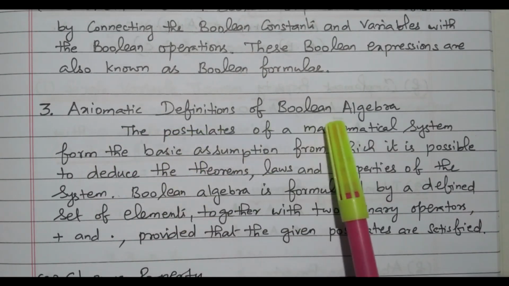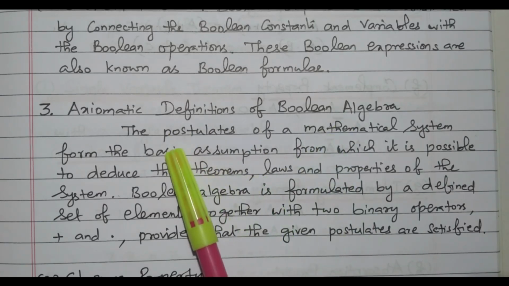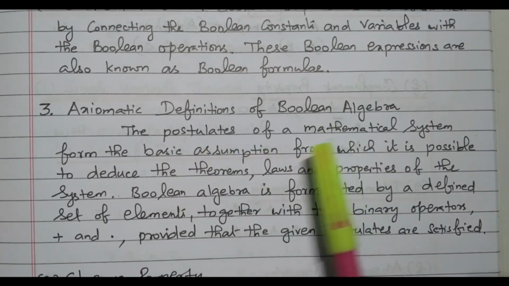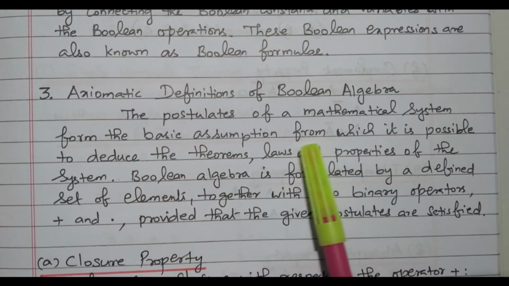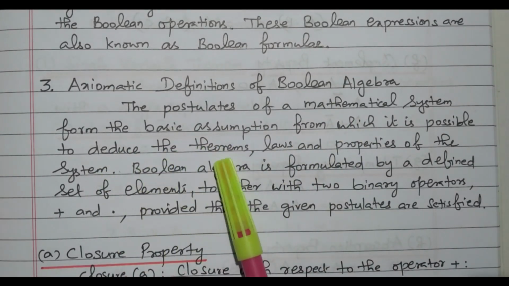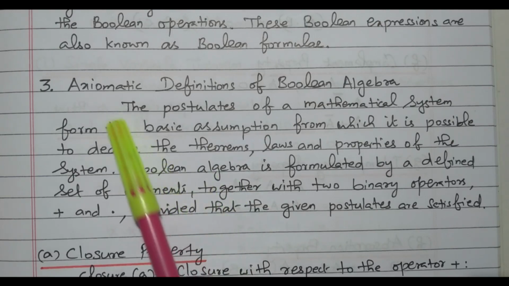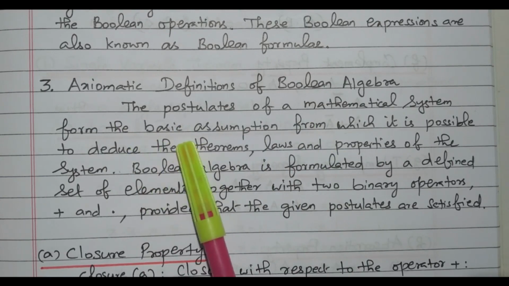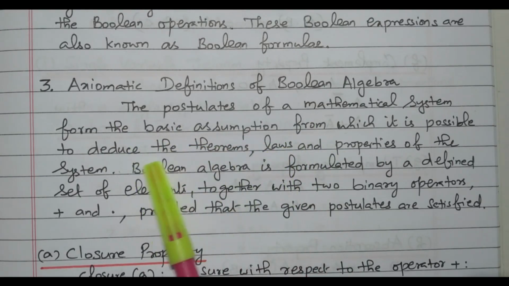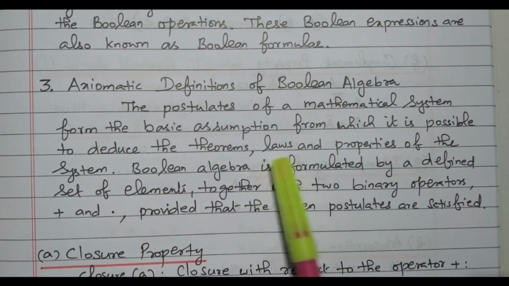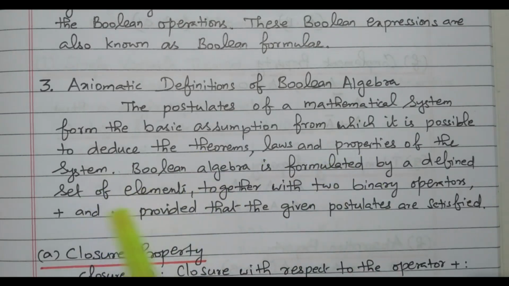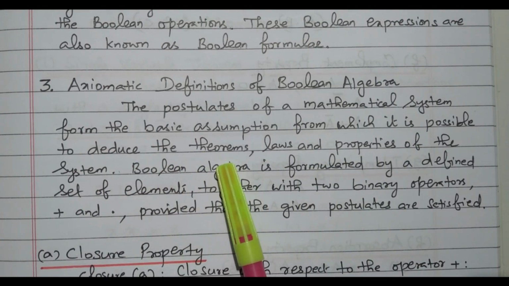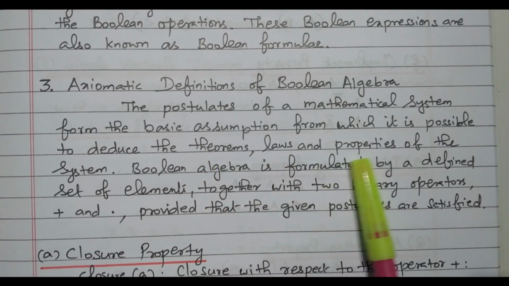Then the next one is the axiomatic definition of Boolean algebra. The postulates of a mathematical system form the basic assumptions from which it is possible to deduce the theorems, laws and properties of the system. In order to simplify a Boolean function or Boolean expression, we can frame the theorems, laws and properties of the system.